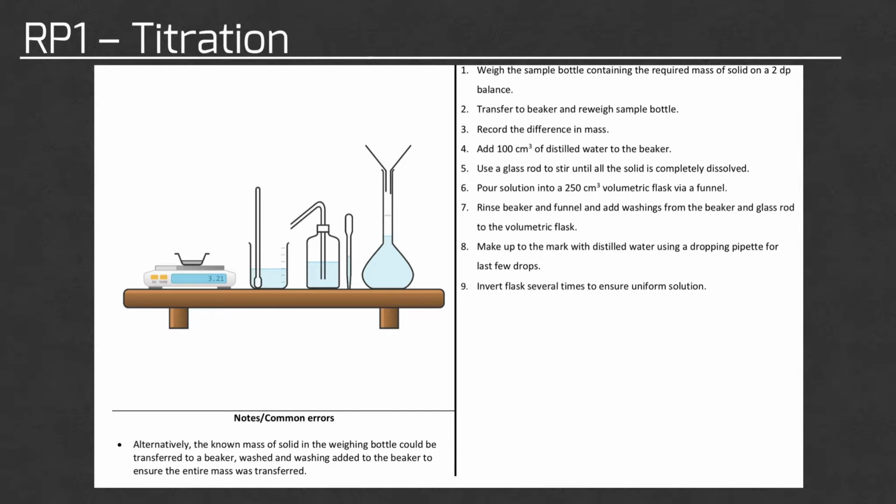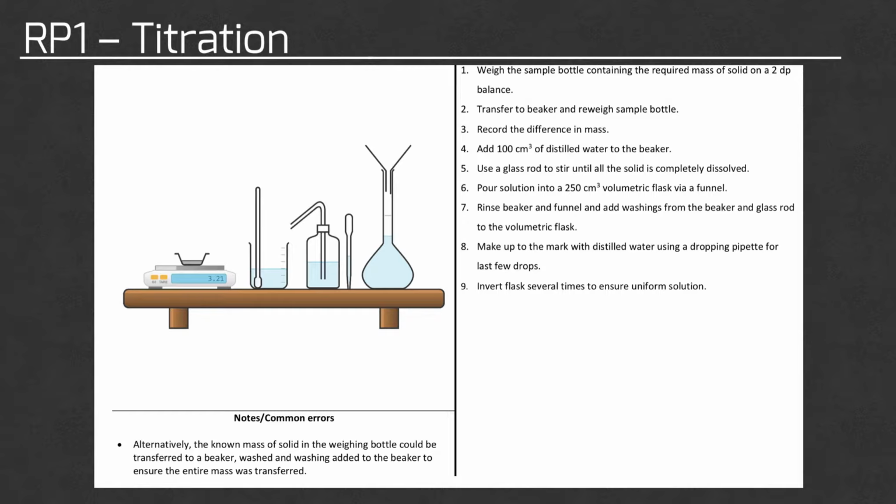The first practical we're going to look at is titration. There are two parts to this practical. There is making up the standard solution and carrying out the titration. To make up a standard solution, weigh the bottle containing the solid you're going to make the standard solution of, transfer that to a beaker and reweigh the sample bottle. By recording the difference in the mass, you'll know precisely how much you have added.